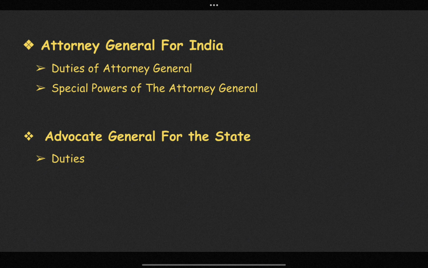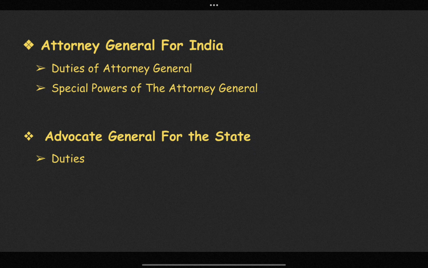Remuneration is not fixed, and he gets such remuneration as the President may determine. The Attorney General can do private legal practice, but he cannot be a lawyer against the Government of India or advise against the Government of India. Next, what are the duties of the Attorney General? He gives advice to the Government of India on legal matters. He has to perform such other duties of a legal character as may be referred or assigned to him by the President.